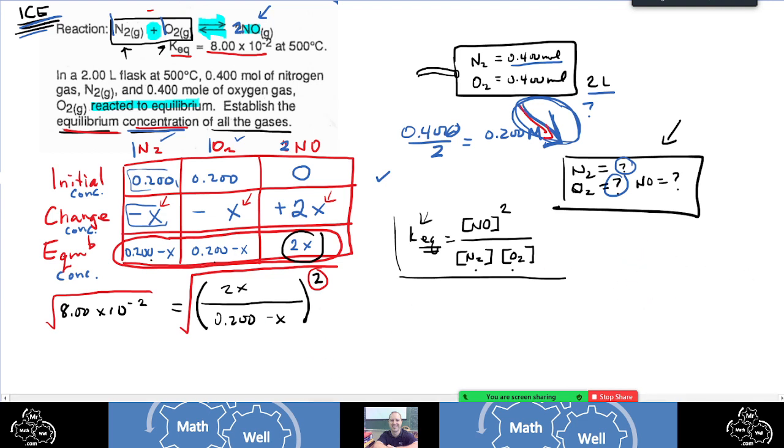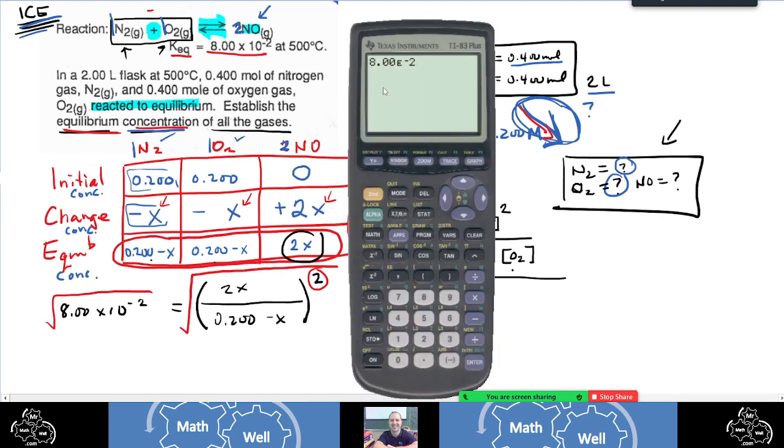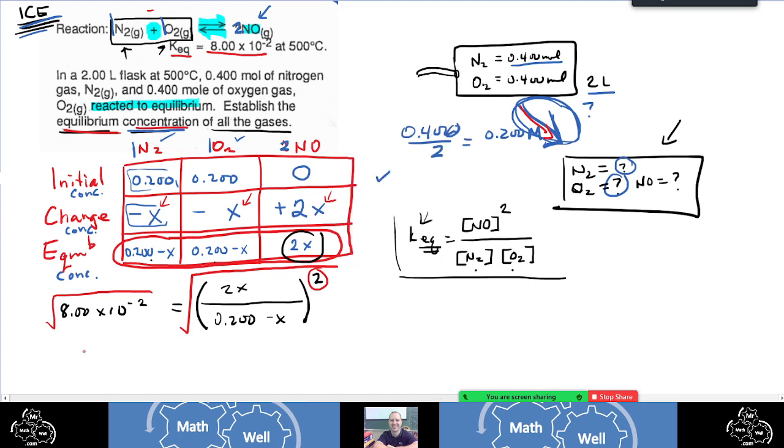Okay, so what I need to do, I didn't put the square root in first, so let's do that now. So square root of my answer here. That's what we're doing. That should be 0.2828. Did you get that? Yes? Okay, so that means that over here I have just simply 2x over 0.200 minus x. So I've gotten rid of the squared.